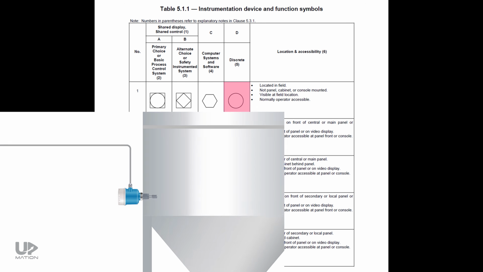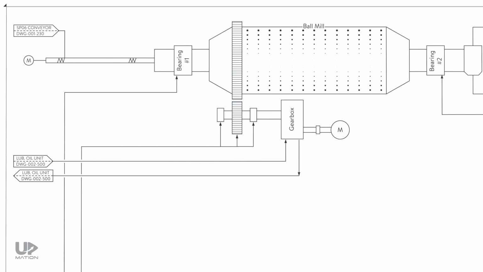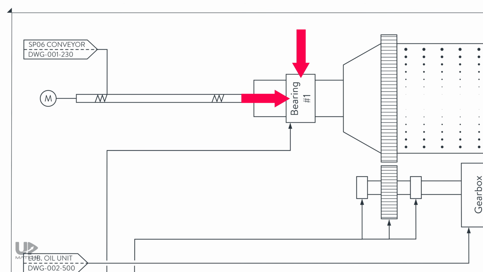The first and most used instrument symbol is this simple circle or bubble. It's used for physical devices that are installed locally in the field and directly on the main equipment, like the variety of sensors or transmitters. For instance, here we have two vibration sensors on this bearing of the ball mill.